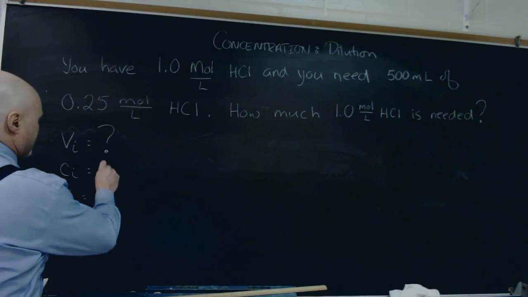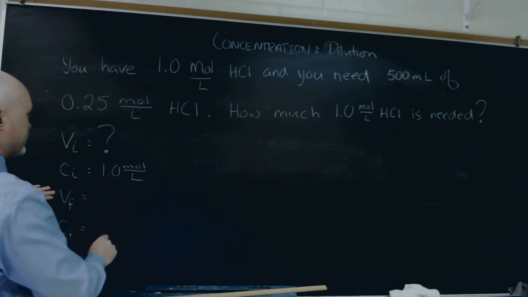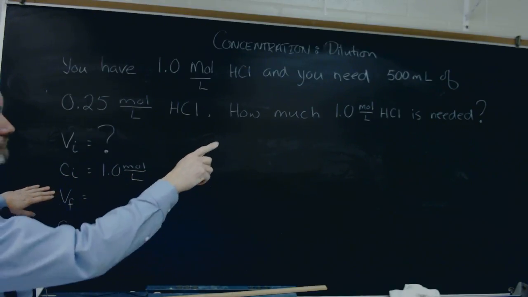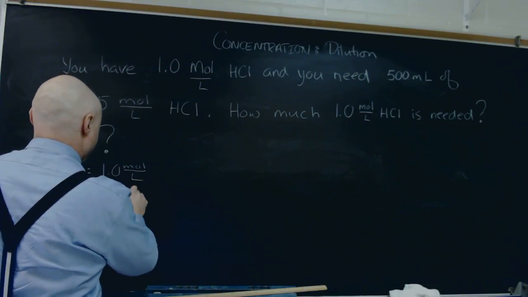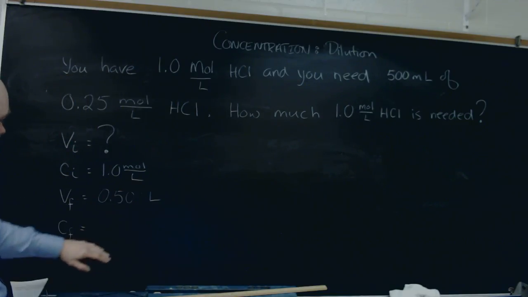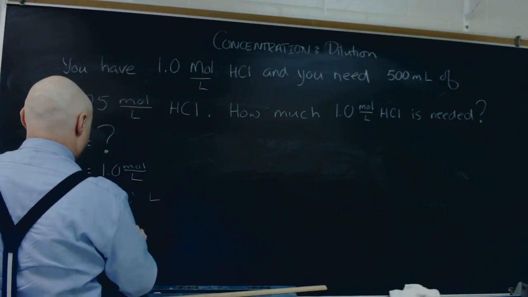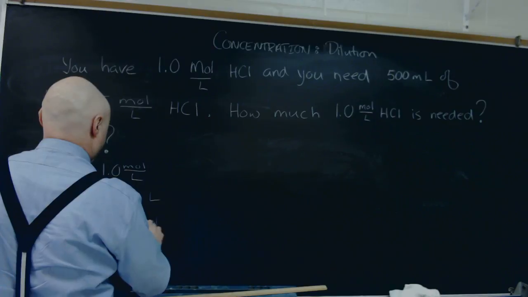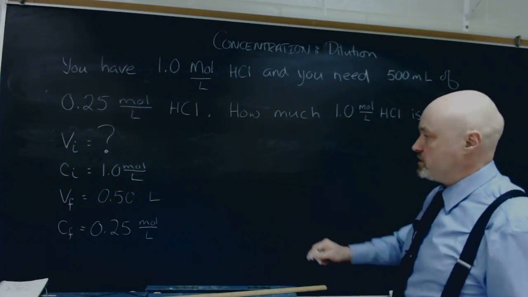Okay, we do definitely know our initial concentration. It's 1 mole per liter. We also know that our final volume is 500 milliliters, which is the same as 0.5 liters. We also know that our final concentration is 0.25 moles per liter. And so we can use our dilution equation.